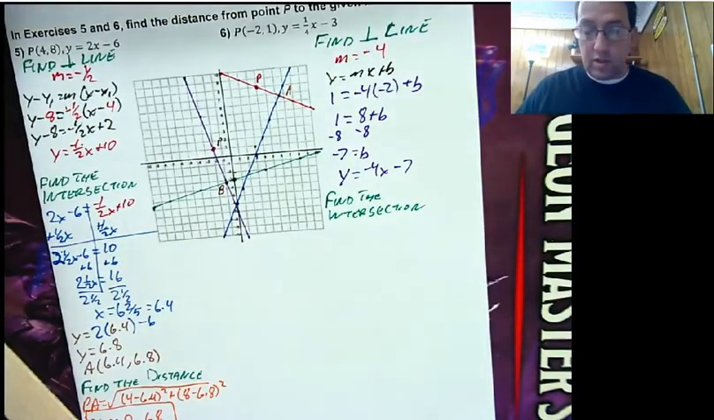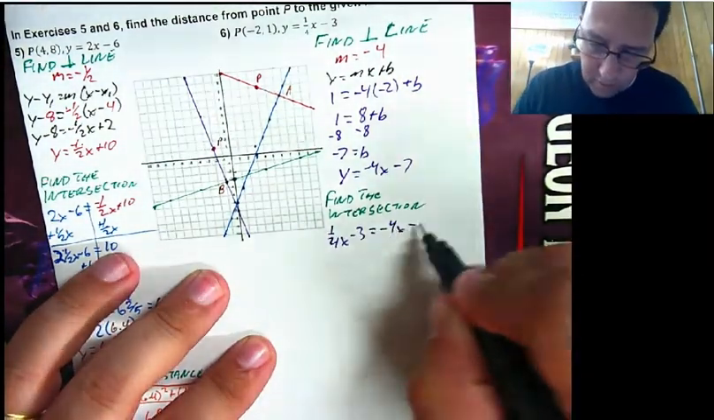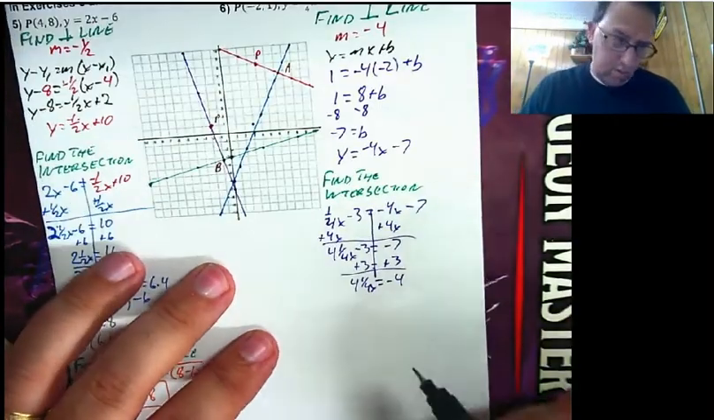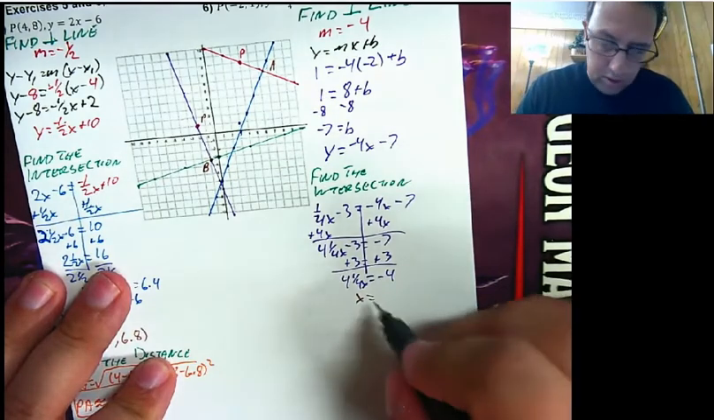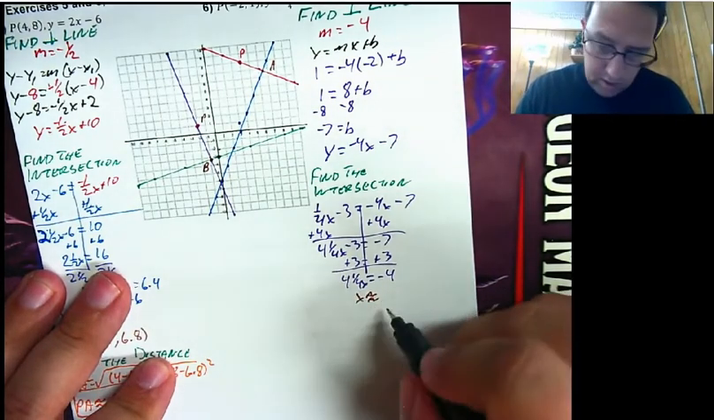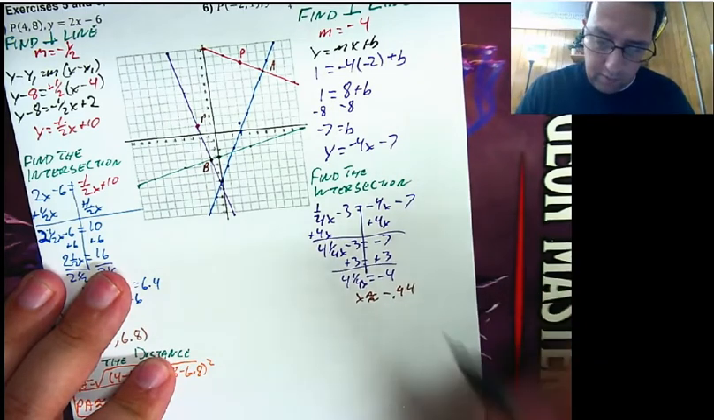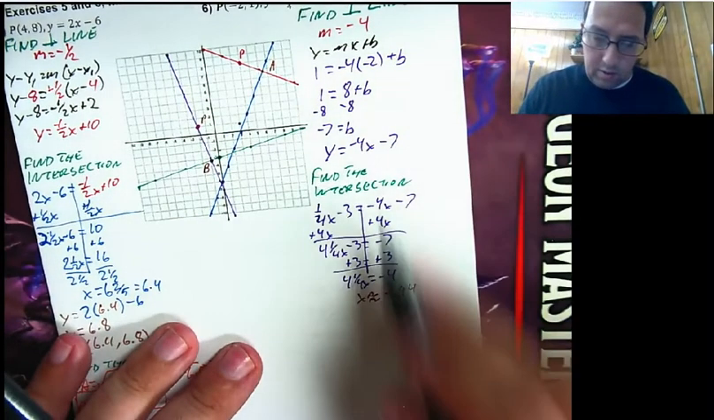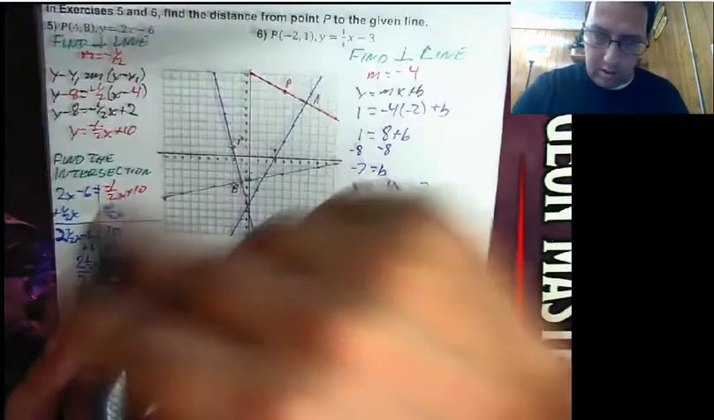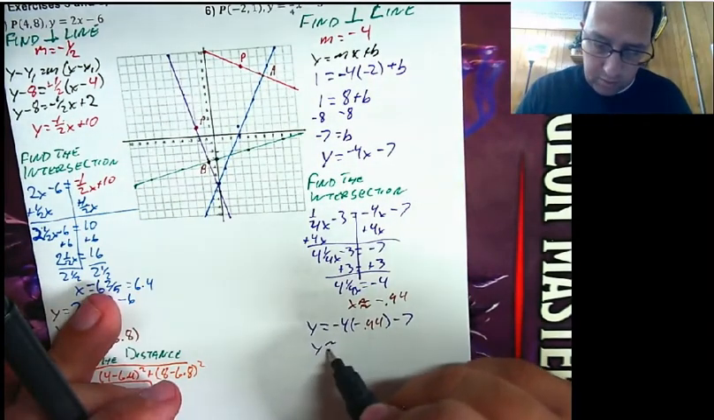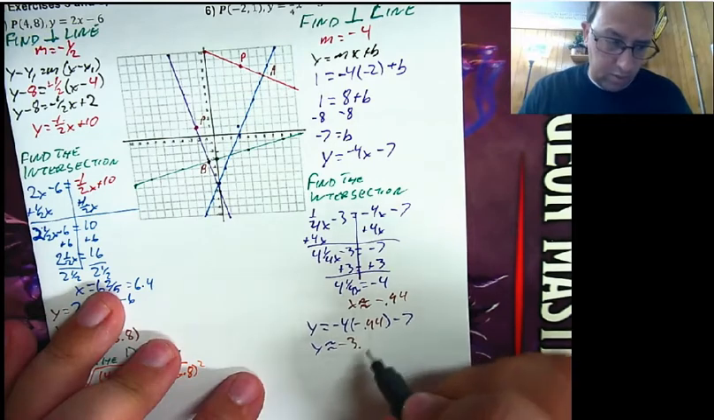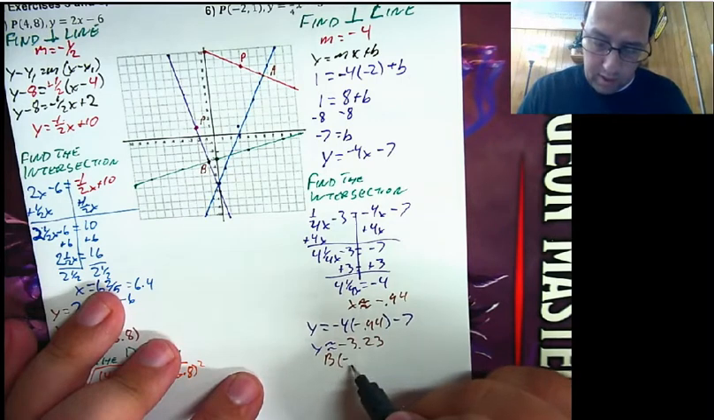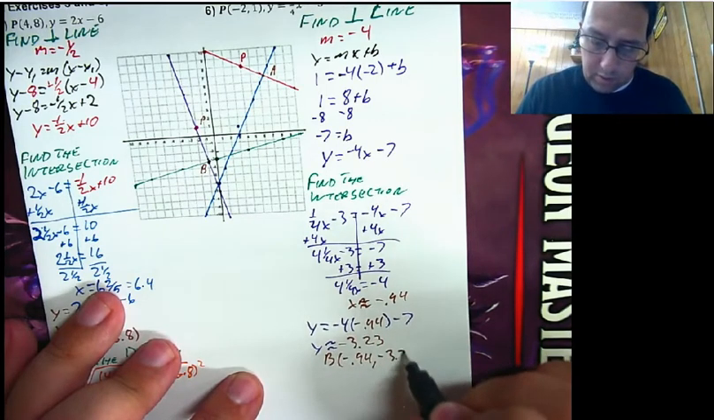So we set the two equations equal to each other. Solve for x. And x equals approximately negative 0.94. And now that we have x, we take that and plug it back in to find y. And you can plug into either one. I'm going to plug into this one. That looks a little bit easier. And so y is approximately negative 3.23. So point B is approximately negative 0.94, negative 3.23.